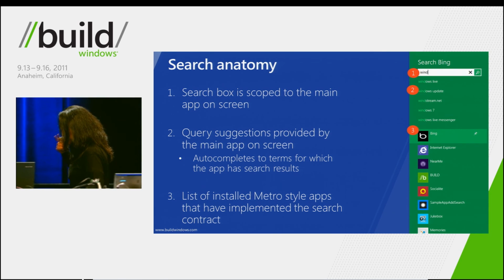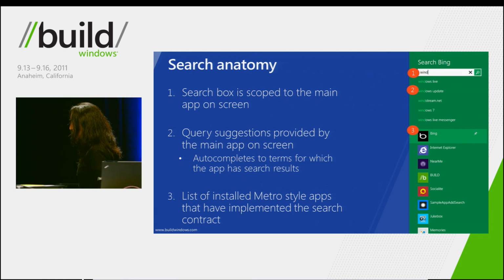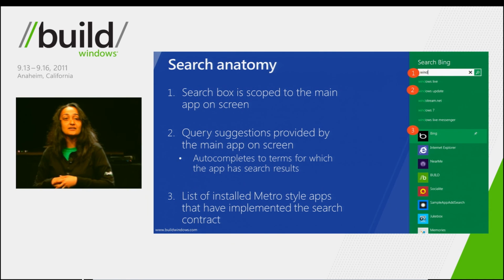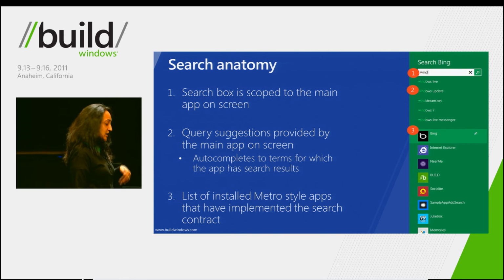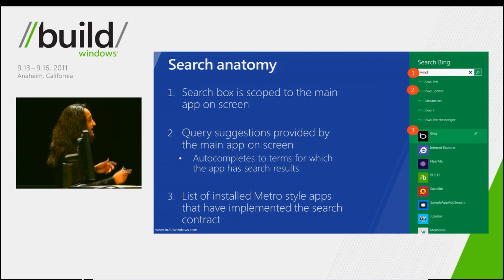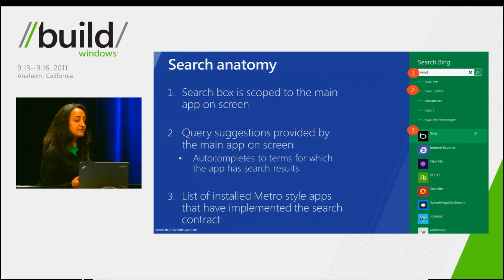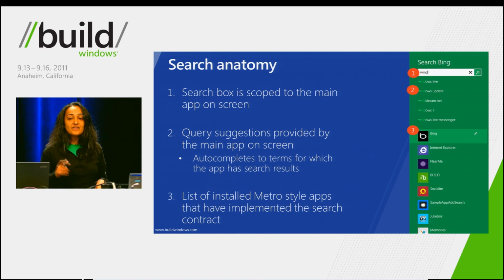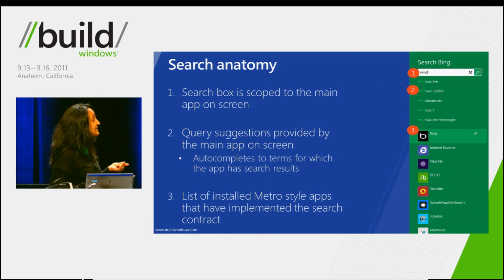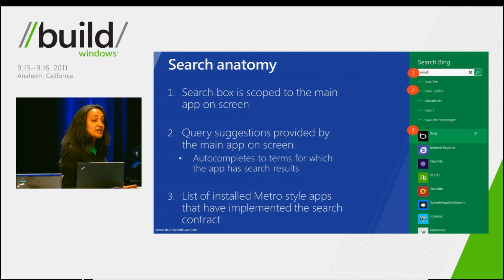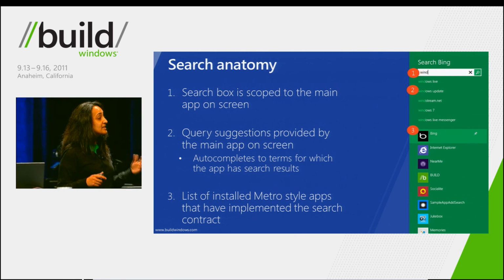When I did my user experience demo, I just want to point out the key components that I'm going to be talking about when I go through the code demo. First thing is obviously the search box, right? The search arm has a search box, and it's scoped to the main app on screen. And the main app on screen must have implemented the search contract for that to happen. The next thing below that is a set of query suggestions. And these query suggestions are also supplied by the main app on screen.